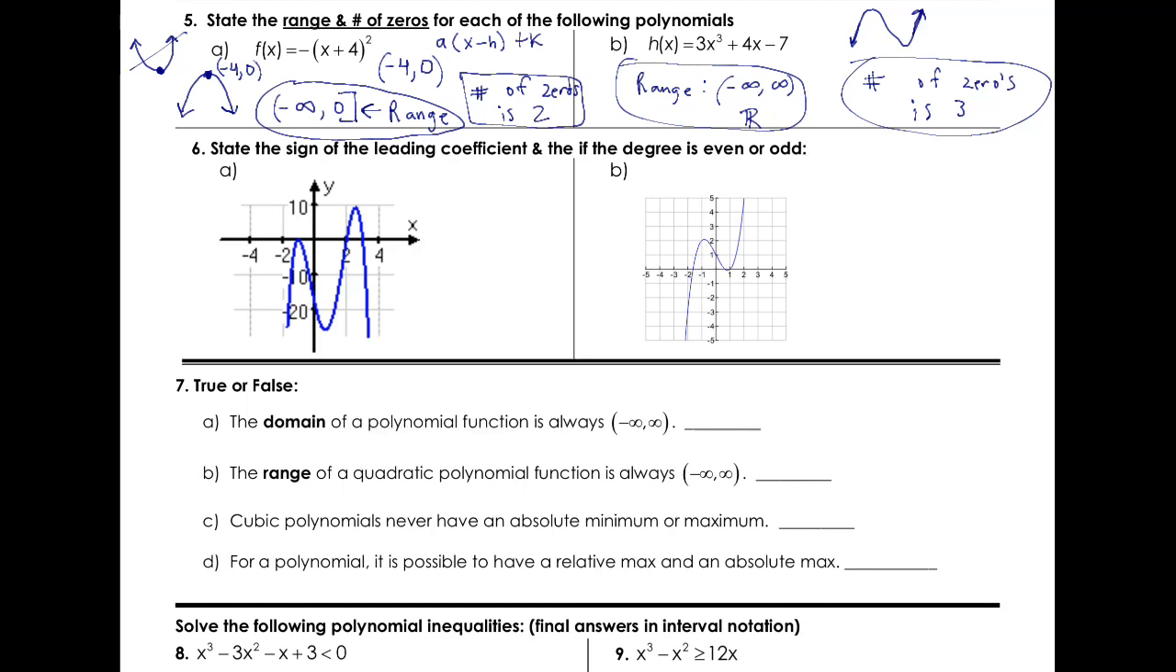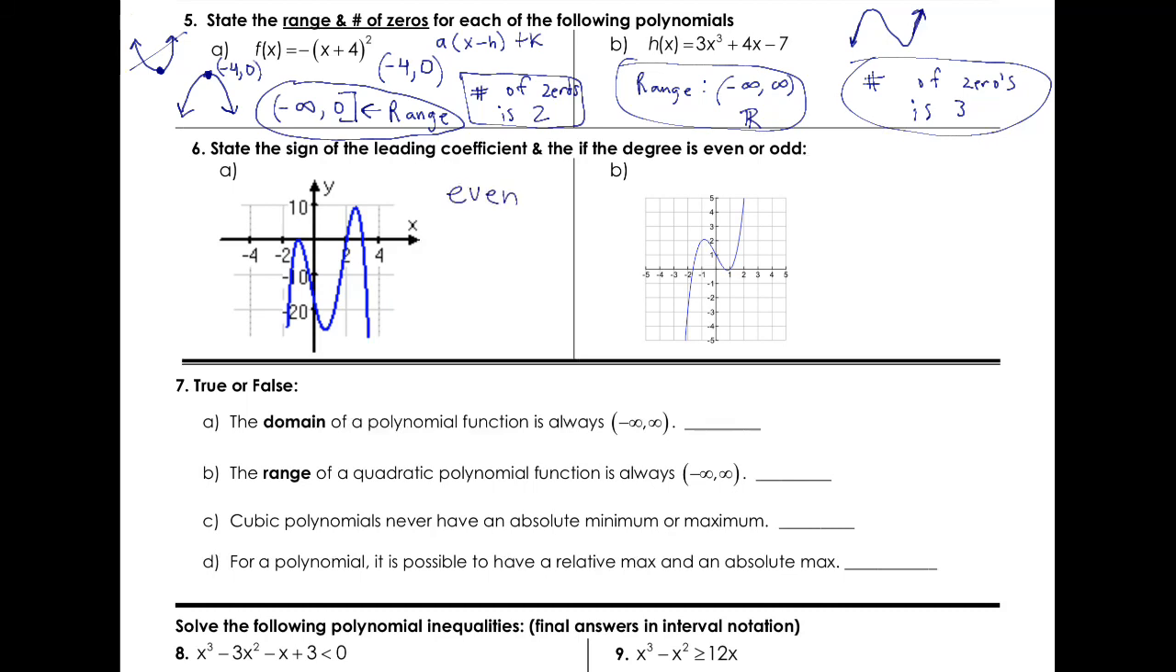All right, so number 6 says state the sign of the leading coefficient. So we want to know if it starts with a negative or positive, and then if the degree is even or odd. Okay, and so this is left side down, right side down, so we know right there it's even.